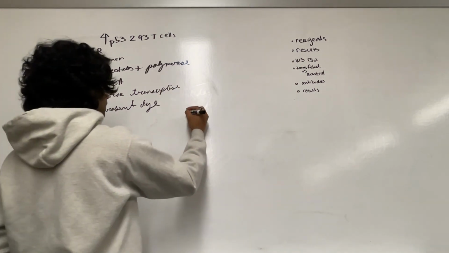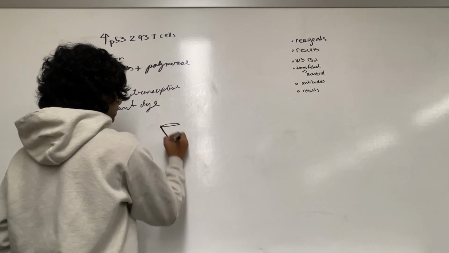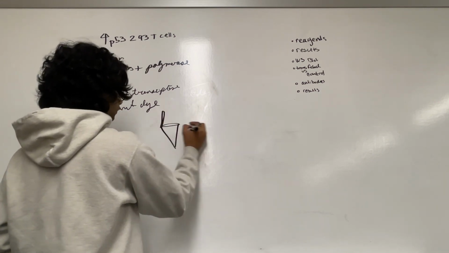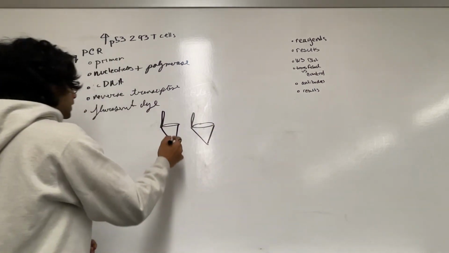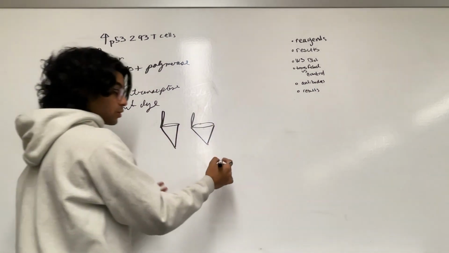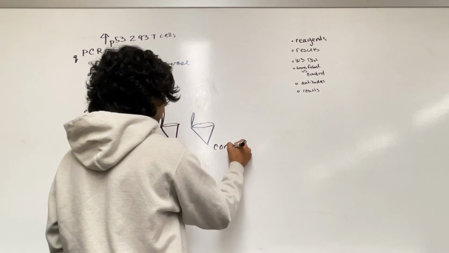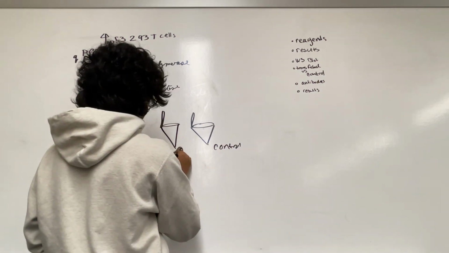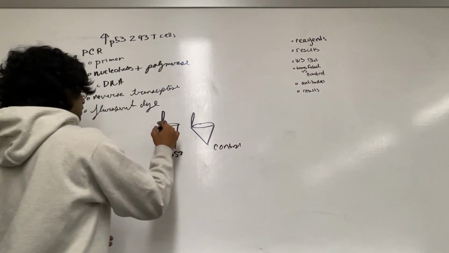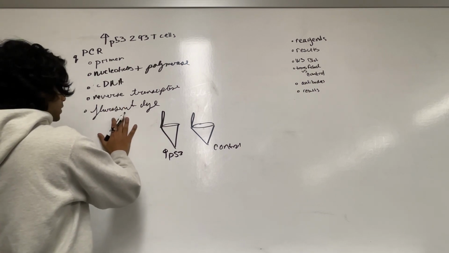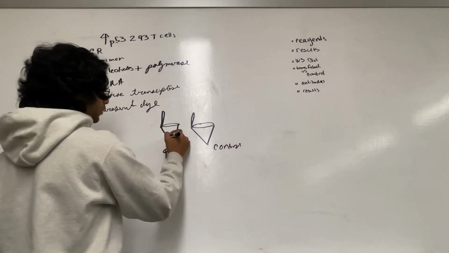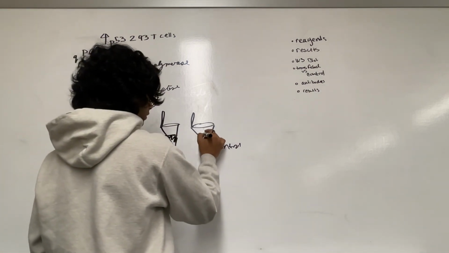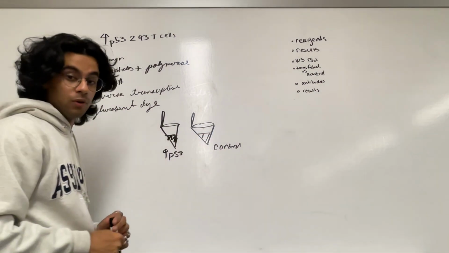What we might expect to see is in the tubes containing the overexpressed P53 compared to a control that we might use, we should expect to see an increased quantity as well as more fluorescent dye activity in the one with P53 overexpression than when compared to a control.